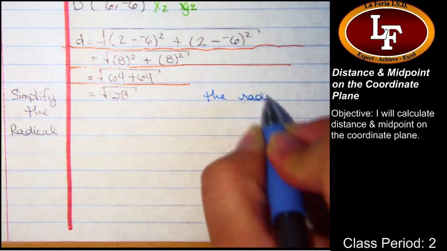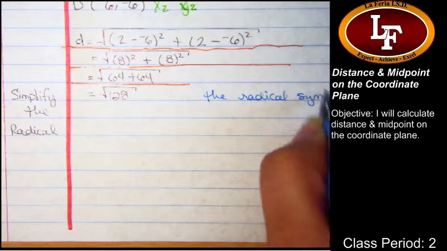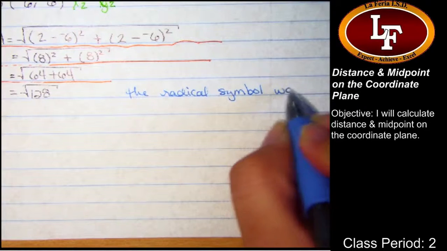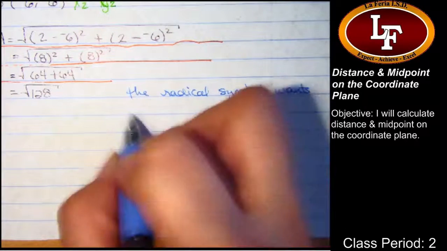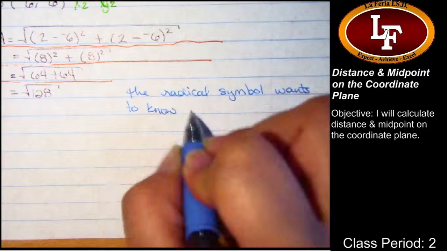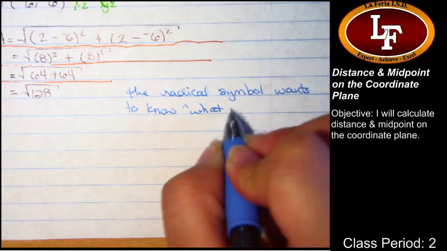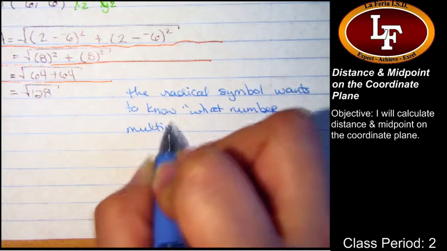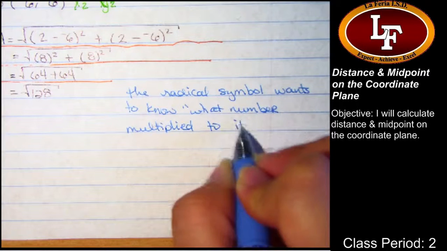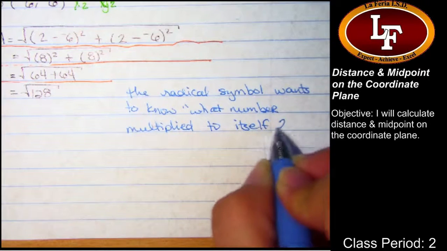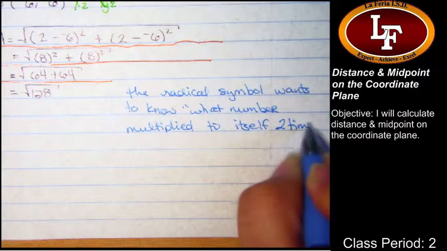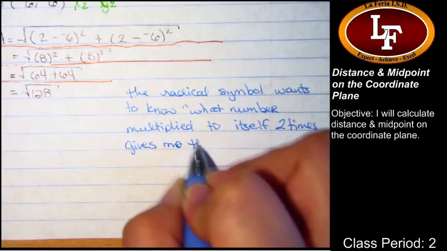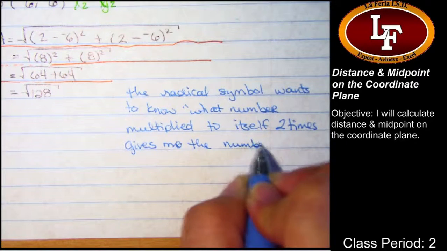The radical symbol wants to know what number multiplied to itself 2 times gives me the number inside.